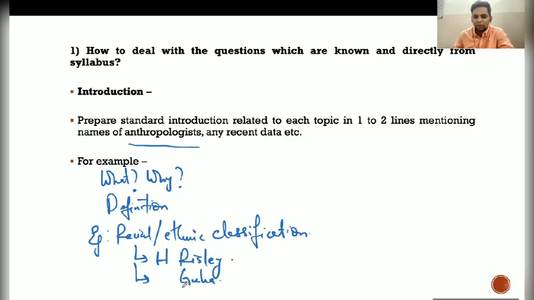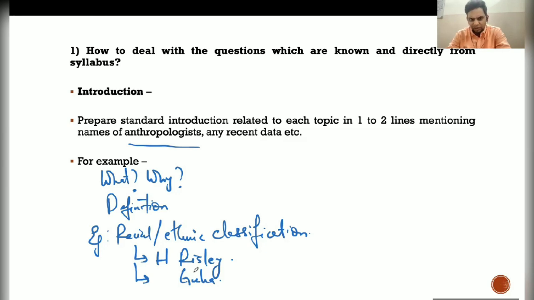The next thing you could talk about is a slightly better classification from a little later, that is Guha. He brings in elements in which he talks about dividing the Indian population into multiple different groups and so on. So if the question is already known and directly from the syllabus, you know exactly what components you're going to use to construct that introduction. It could be the what, the why, those sort of elements.